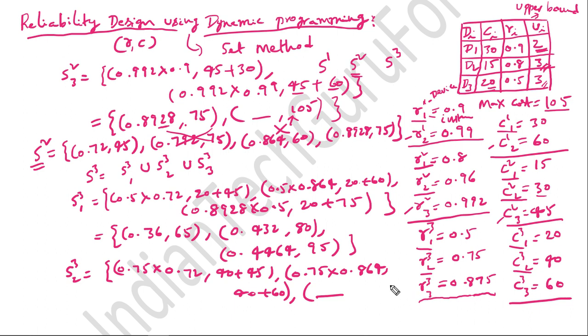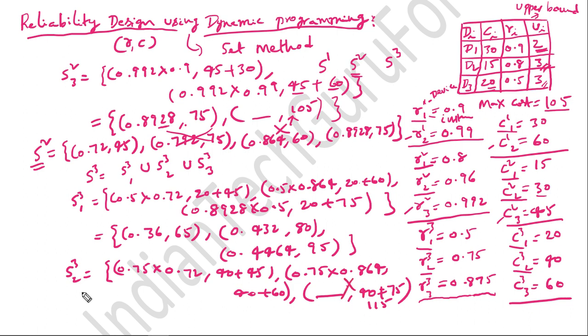let me calculate the cost value. Cost value is 40 plus 75, so 40 plus 75 is 115. Actually the maximum cost is 105. It is exceeding the maximum cost. So why I'm not calculating this product is it is not needed, because this particular ordered pair will be discarded.